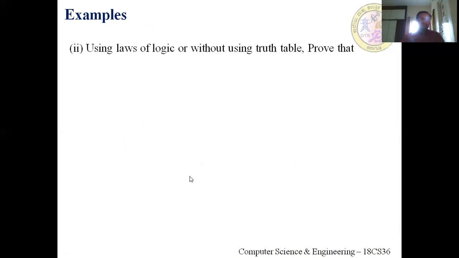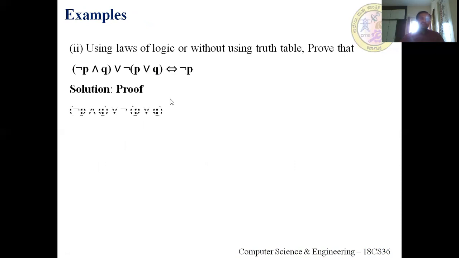Consider an example. Using laws of logic, without using a truth table, prove that (negation of P and Q) or (negation of P and negation of Q) is logically equivalent to negation of P. Consider the LHS: (negation of P and Q) or (negation of P or Q).